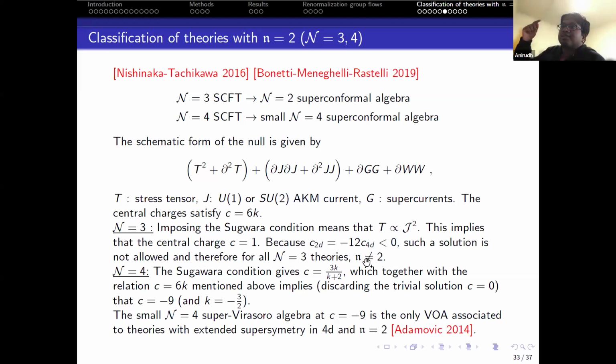And also I gave a few examples for the rank 1 N equal to 3 theories where it was computed to be like 3, 4, and so on. It was not 2 for any of those.